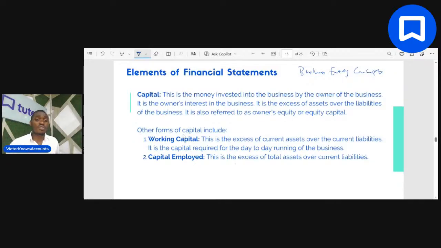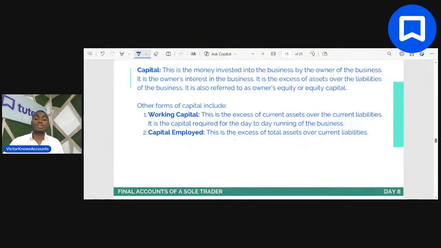Now, other forms of capital include your working capital, which is the money you need to run your day-to-day activity. So it is your current assets minus current liabilities. That's why it's called the excess of current assets over the current liabilities of a firm. So it is the capital required to run the day-to-day activities of the organization. Is that fine?